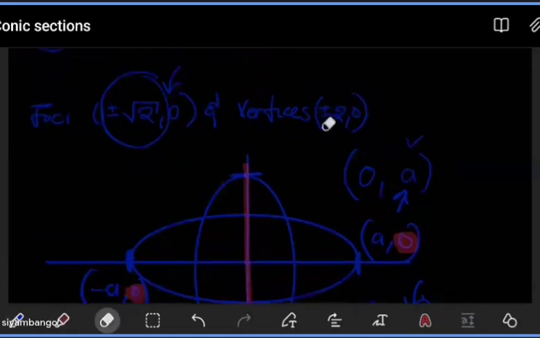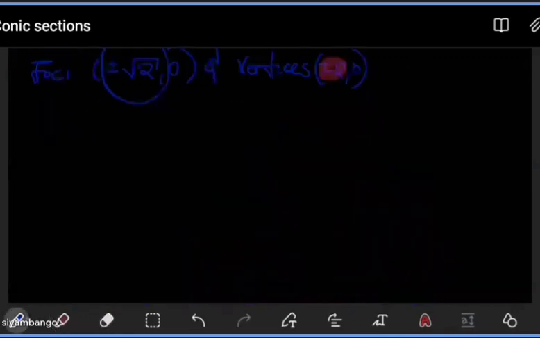You can observe the same thing even for the vertices. It's the x value which is changing, and the y value is 0. So if we had created a sketch for this one, how would it look? We would have this, and then our ellipse.